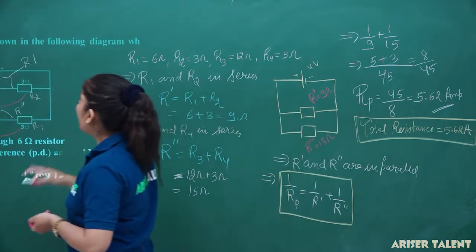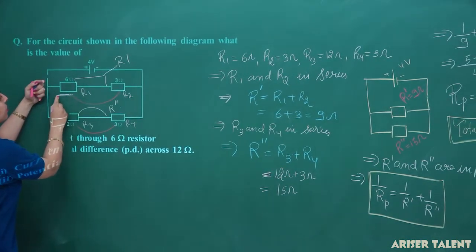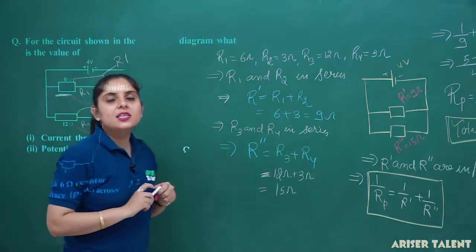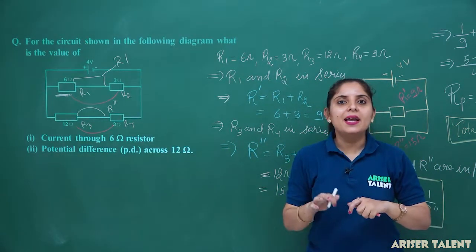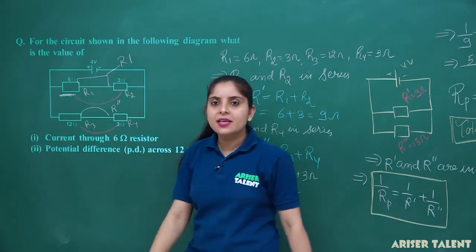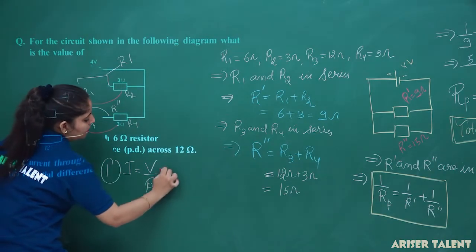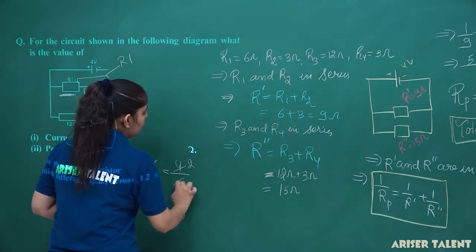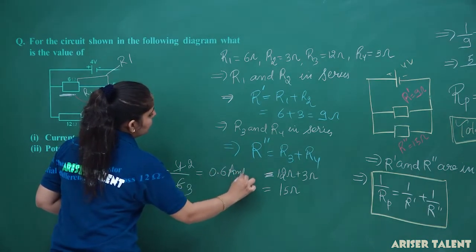Now what you have to calculate here? You have to calculate the current in this 6 ohm resistor. If I have to find out the current in this 6 ohm resistance, the value of the current will be I equal to whatever. According to Ohm's law, we will get I equal to V upon R. And what is the value of voltage here? Voltage here is 4 volt and resistance is 6. So it is 2 upon 3, and it came out to be approximately equal to 0.6 ampere.